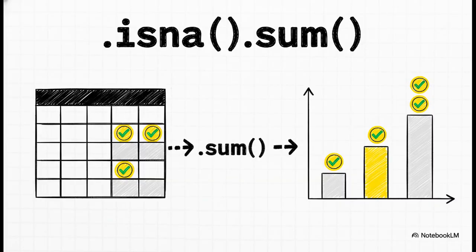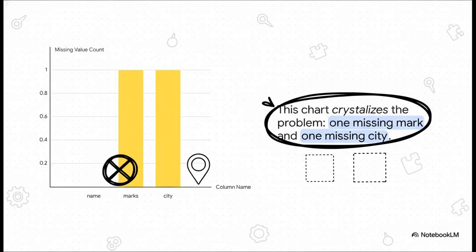And the tool for this job is this beautiful little two-part command, .isna().sum(). So here's how it works. First, .isna() goes through your whole data set and basically marks every empty cell as True. Then .sum() comes along and just adds up all those Trues for each column. And what do you get? A perfect, clean count of every single missing value. And when you visualize that result, well, the problem becomes crystal clear. The name column is totally fine, but we're definitely missing one mark and one city. Okay, our problem is now officially defined.